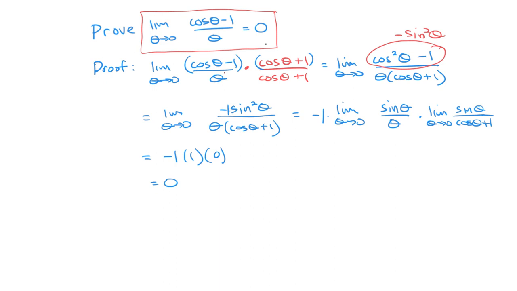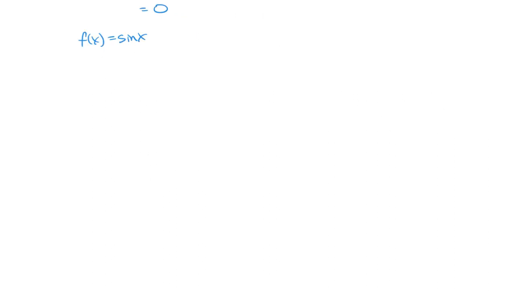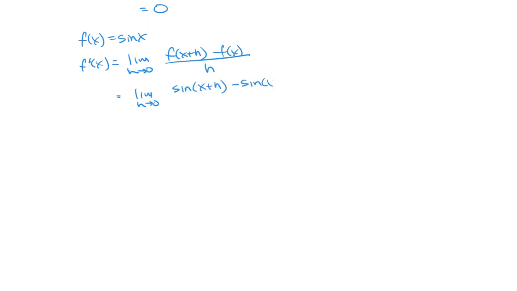We've got the two proofs we needed to come up with the derivatives of all the trig functions. So let's try our first one. If f of x is sine of x, what is f prime of x? Well, what we could do is use our limit definition of a derivative. We get the limit as h approaches 0 of f of x plus h minus f of x, all over h. And so in this case, we get the limit as h approaches 0 of sine of x plus h minus sine of x, all over h.